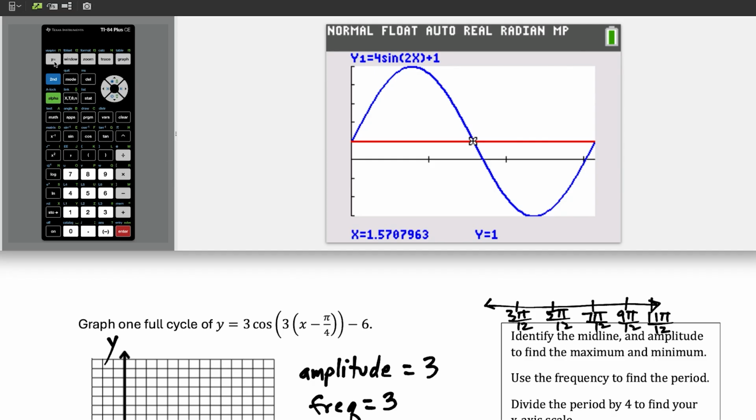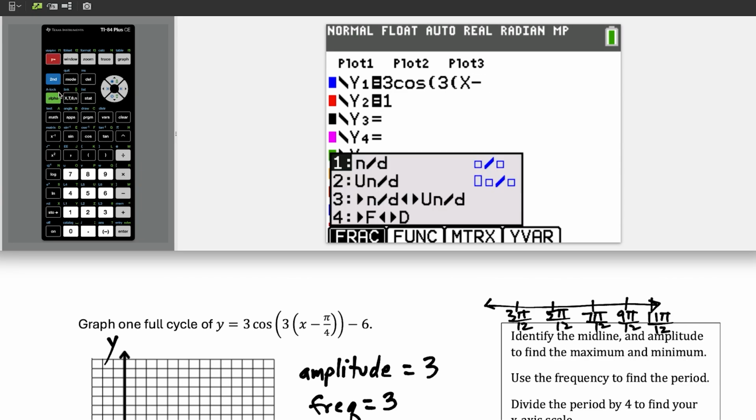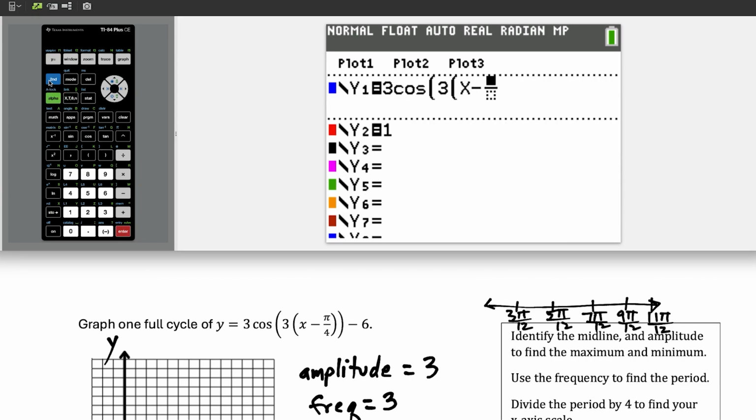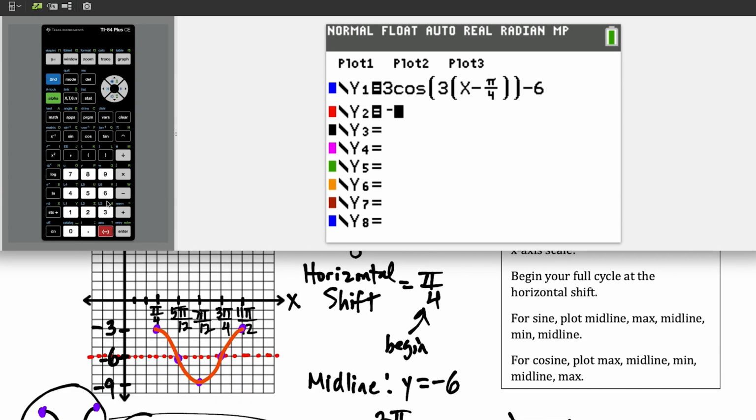So now let's go to the y equals and check our answers. So we're going to type in 3 cosine, and then we have 3 parentheses, x minus pi over 4. So I could just write pi divided by 4, or I could press alpha y equals enter and pull up a blank fraction and write second, the up arrow here, and we have over 4. And then I close the parentheses around x minus pi over 4, and then I close it again around the whole inside here. And then we have minus 6 on the outside. And the midline is occurring here at y equals -6 this time.